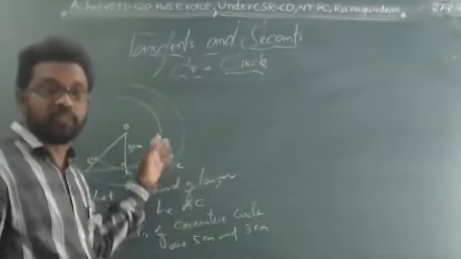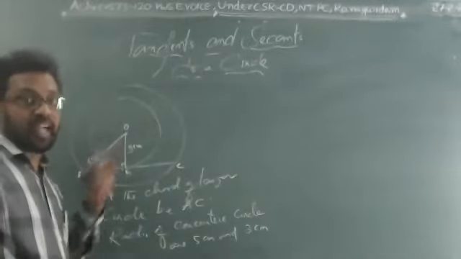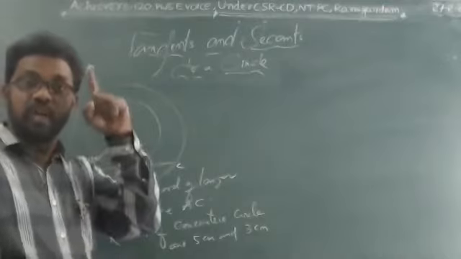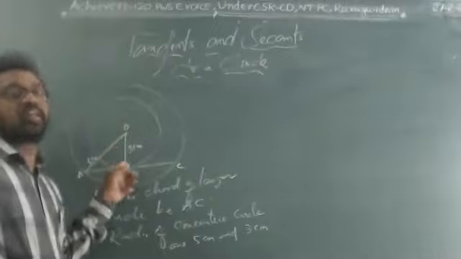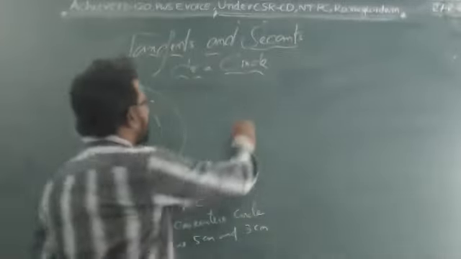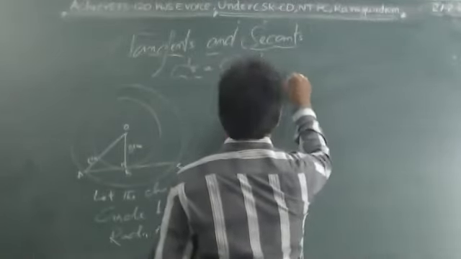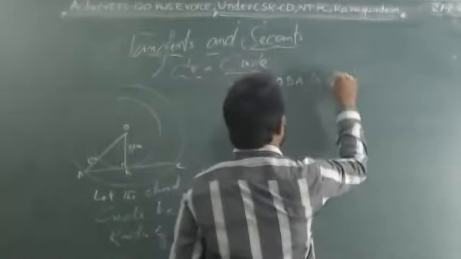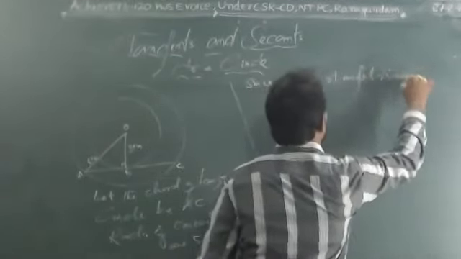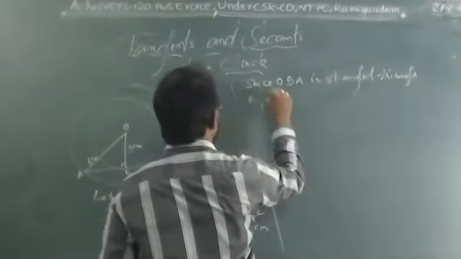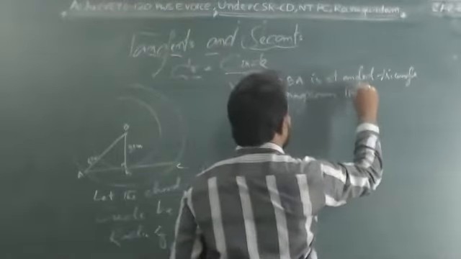This is the very first problem of today's session that we completed. OBA is a right angle triangle, so by Pythagoras you can find the third length, because we already know the two lengths. Since OBA is a right angled triangle, by the Pythagorean theorem you can write.